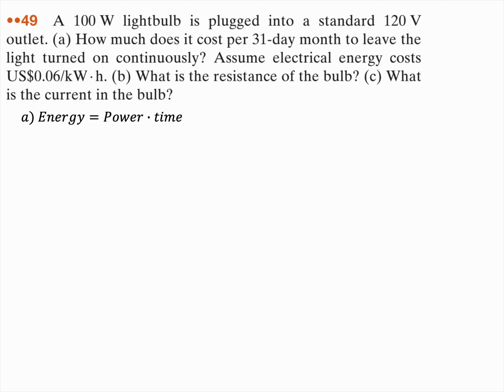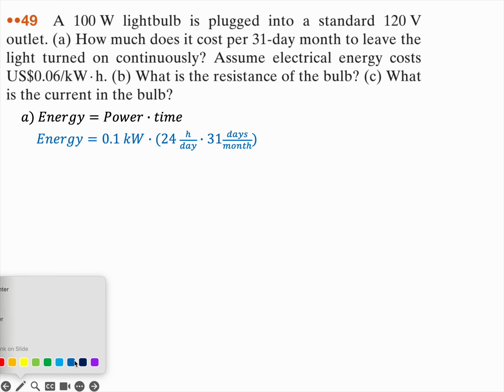So solving this one, quick reminder, energy is equal to power times time. That's just rearranging the power equation. In this case, the energy is going to be the power usage. Now 100 watts converted into kilowatts, since we need kilowatt hours, is going to be 0.1 kilowatts. And the time we need in hours.